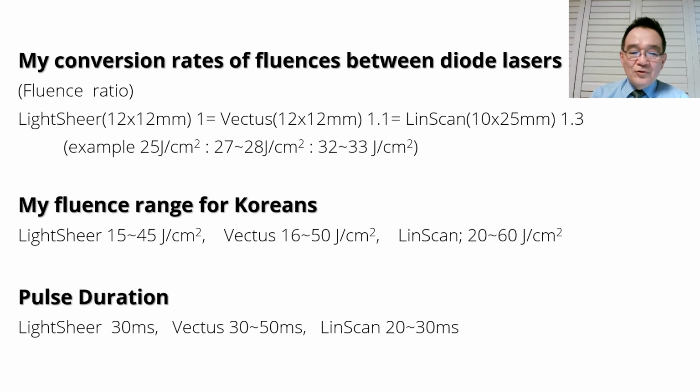If the LightSheer fluence is assumed to be 1, then Vectus is 1.1 and LightSheer to LS is 1.3. For example, LightSheer 25 joule is equal to 27 to 28 joule of Vectus and also equals 32 to 33 joule of LYNX scan. My fluence range for Koreans: LightSheer is between 15 to 45 joule, Vectus is 16 to 50 joule, Lynx scan is 20 to 60 joule.